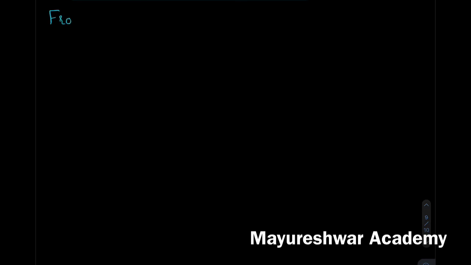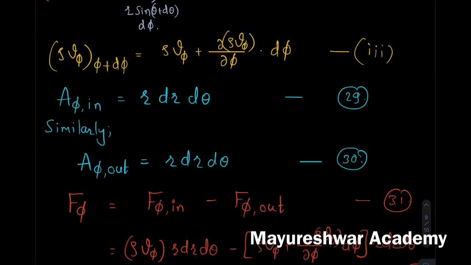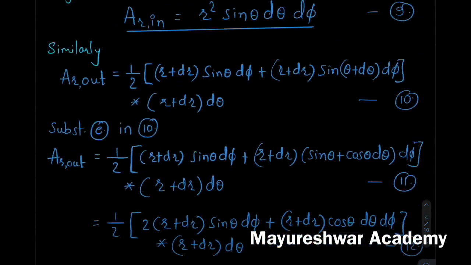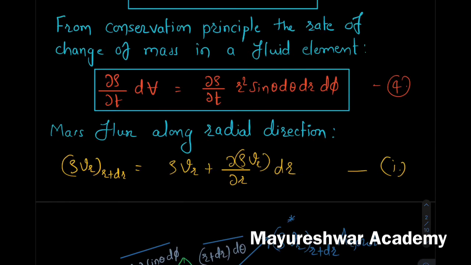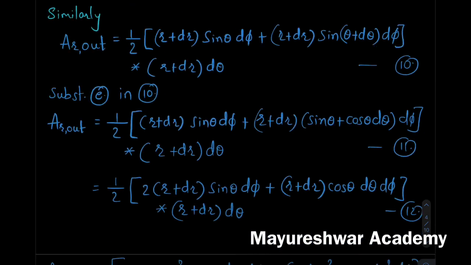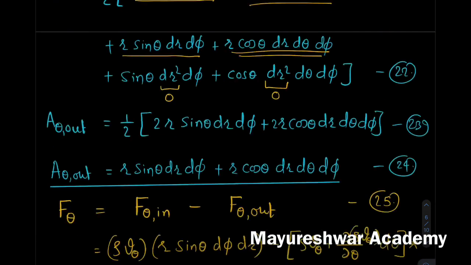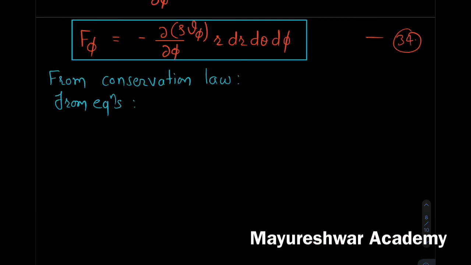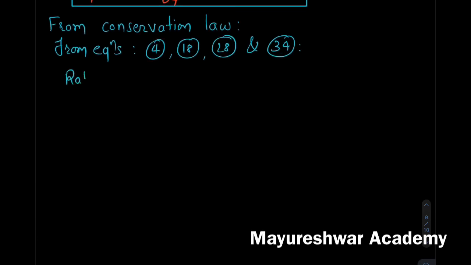So now from the conservation principle, from the conservation law, from equations 4, 18, 28 and 34, which is the rate conservation of mass, the rate of change of mass in the fluid element is equal to the net flux in minus the net flux out.